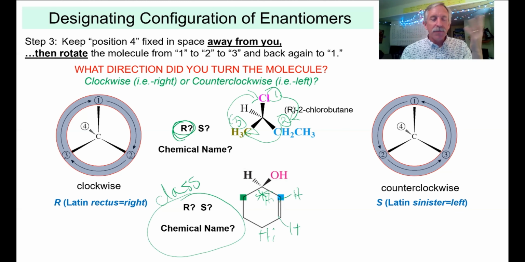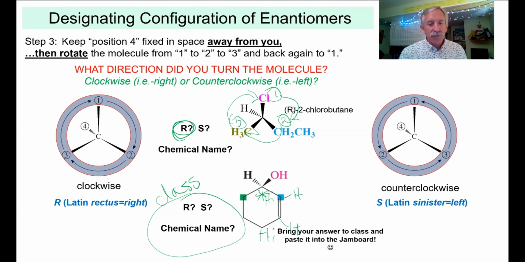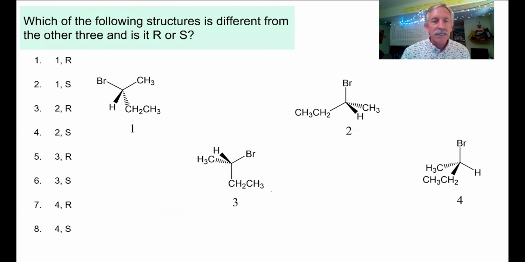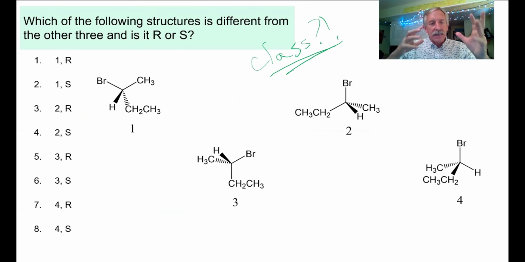All right, so come up with a name for this. Keep practicing your R and S, pointing the 4th lowest priority away from you, and keep practicing. Practice, practice, practice. After you bring this one, tons more. Can't get enough. So bring this one to class. What's your answer for this? Please justify it by prioritizing and putting your numbers 1, 2, 3, and 4 on the chiral carbons. And then, as you can see, I have them all oriented slightly differently.